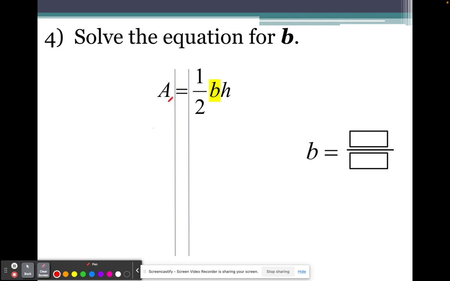Well, first, I can get rid of this 1/2 by multiplying by 2, the reciprocal. Multiply by 2. This will cancel out, and I'm left with BH equals 2A.